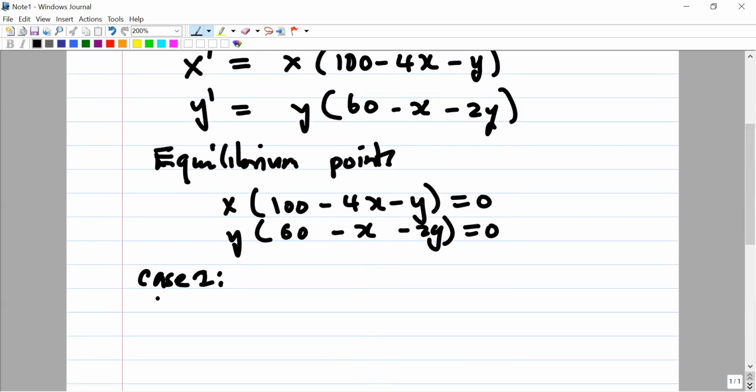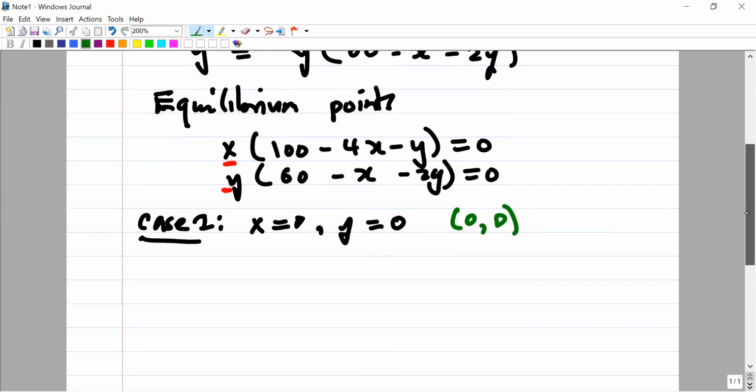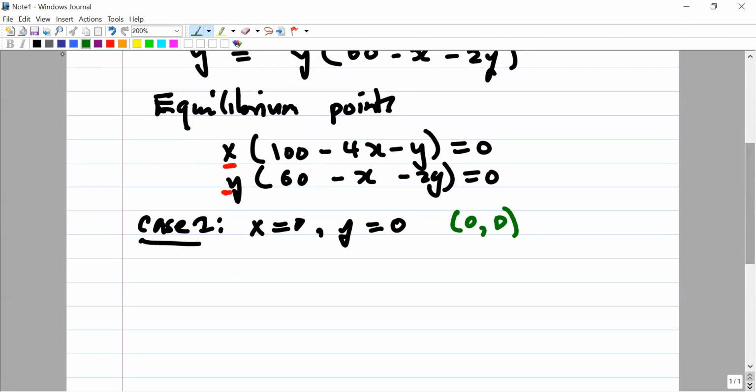The first case is when you consider x equals 0 and y equals 0. Basically, we are saying if we consider x equals 0, it's enough to send the first equation to 0. If you also consider y equals 0 here, it's enough to send the second equation equal to 0. Which means we have an equilibrium point, x equals 0, y equals 0, satisfying the definition of an equilibrium point.